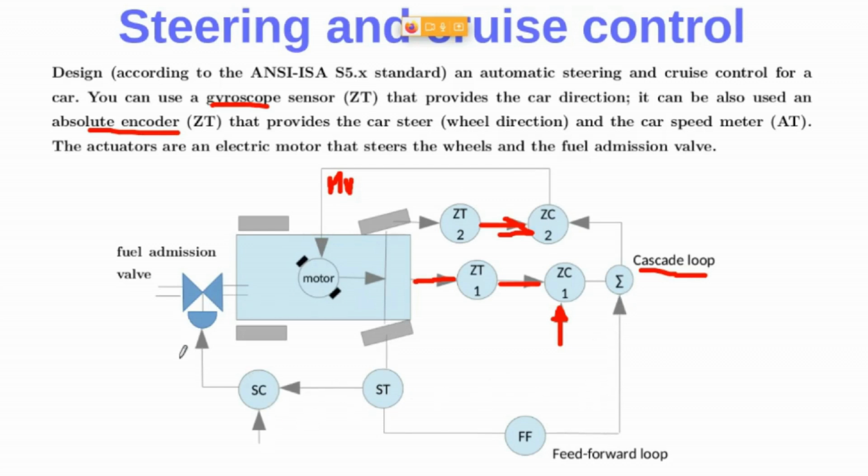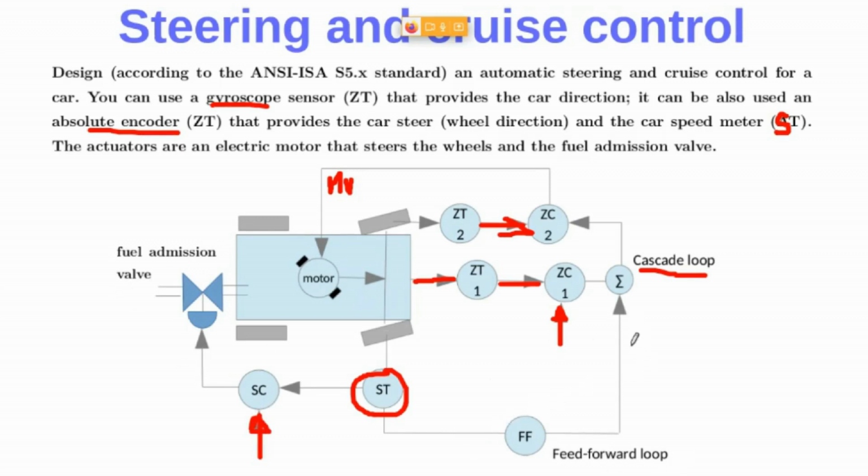Well, as you can see here, we have another controller strategy. This is a feedback controller strategy. As you can see, we measure the speed of the car. This is the speed transmitter, that ST. Remember that this is not AT, it is ST. And here we have the speed controller. This is the set point. And as you can see, the controller action is applied to the fuel admission valve.